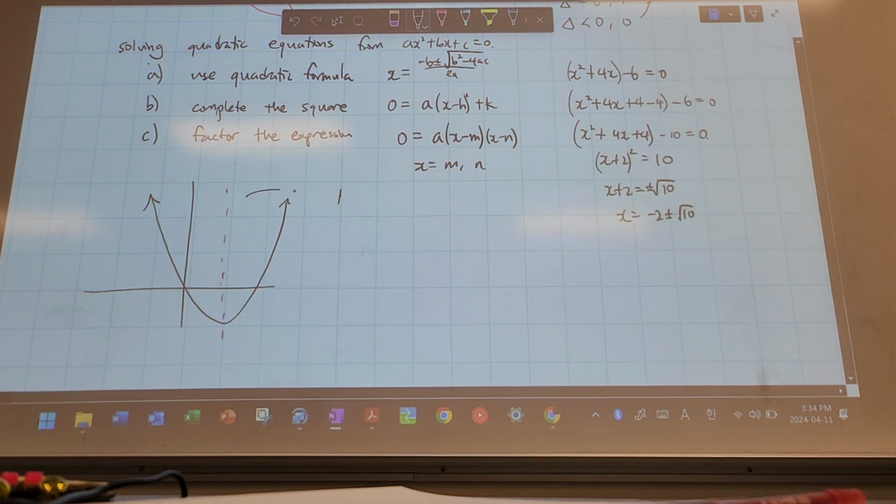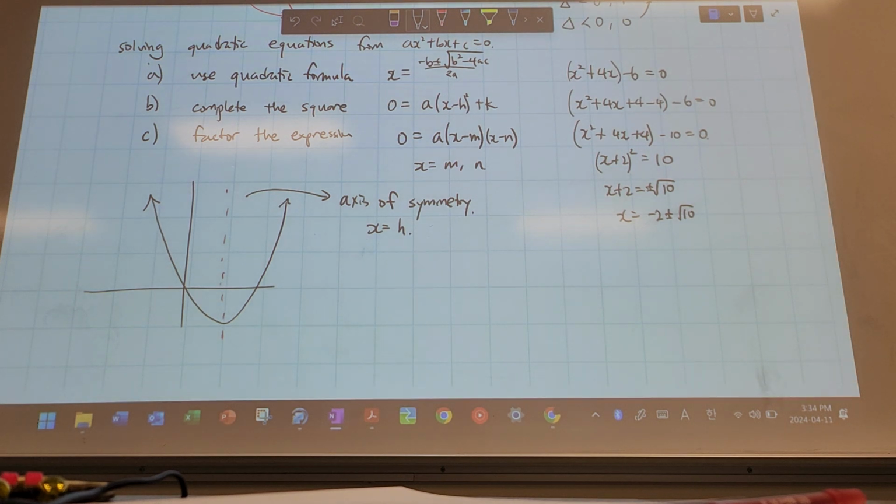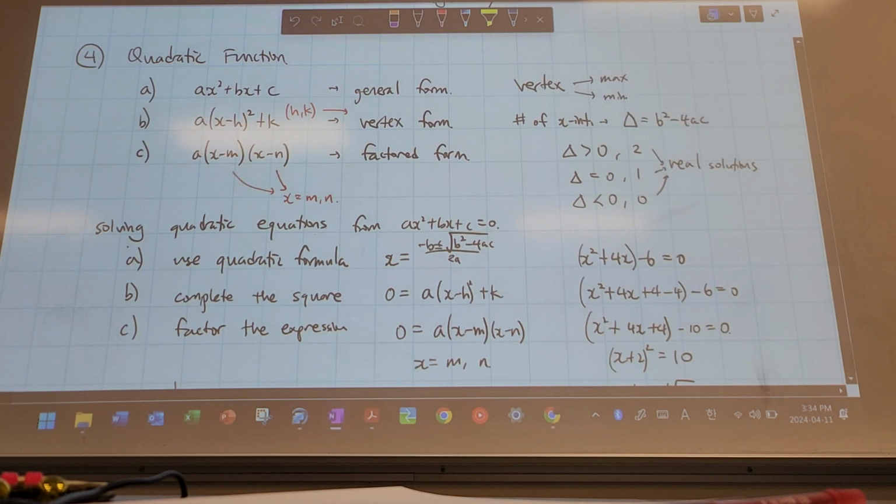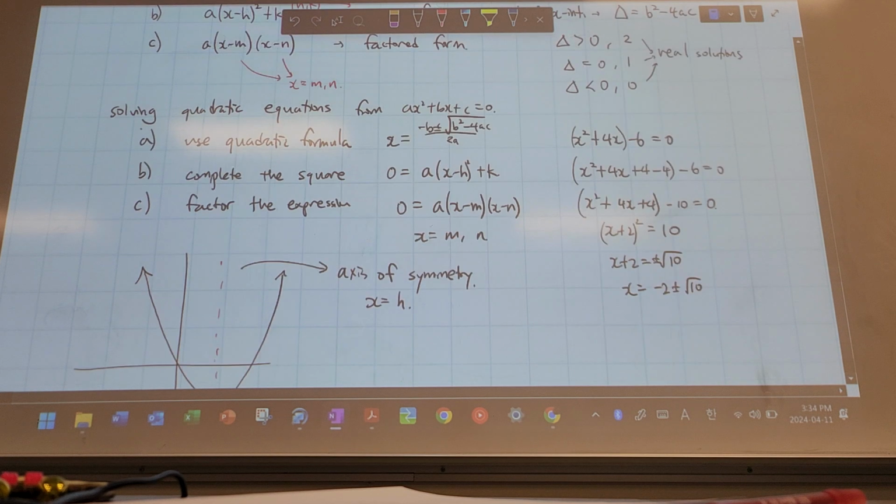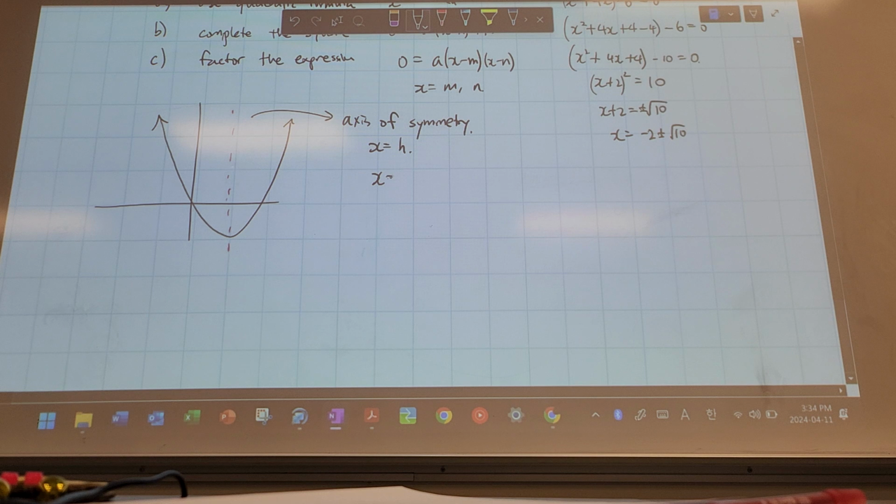So that axis of symmetry is found by doing x equals h. X equals h is a vertical line going through the x value of the vertex. So if you know the h value, if you can put it into vertex form by completing the square, then you can find the axis of symmetry. Or you can just find it by doing x equals negative b over 2a.